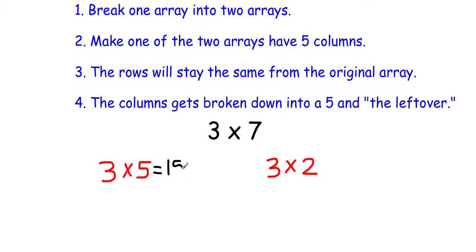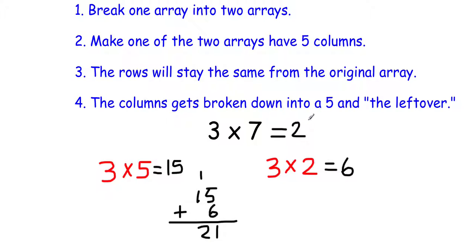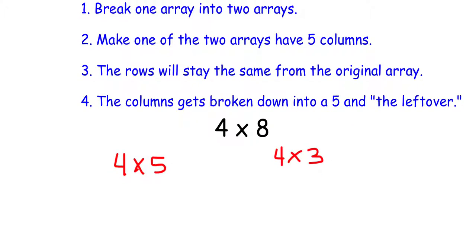I know that one. And I know that 3 times 2 is 6. And so now what I'm going to do finally is take that 15 and add to it the 6 from the other array. So when I put the 2 arrays together, I get 21. So that is how we are going to use arrays, breaking arrays down in order to figure out what a math fact is. So the math fact happens to be 4 times 8.